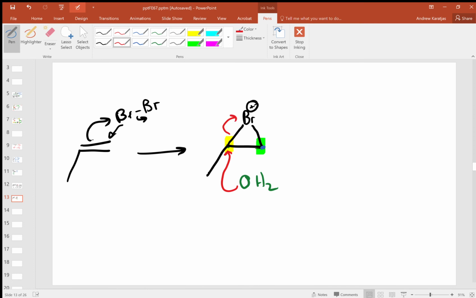Now, keep in mind, and this is something we'll see later on in the course, that if this ring that was being opened was neutral, that can have a significant role on how this step goes. But the water here attacks the more substituted carbon. We get this intermediate, which then loses a hydrogen to get us to our product.